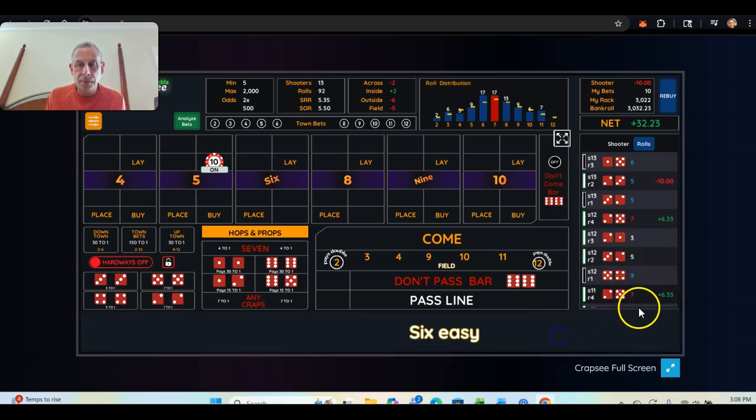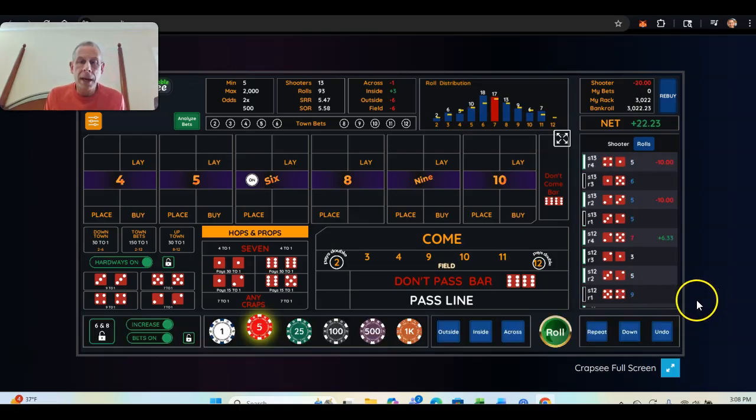6 easy. Fever 5. Okay, so now we got knocked off twice. So here's what I would say to you. Here's the way I look at it. If you want to be aggressive, which it's not even being aggressive. You got knocked off twice. So you can ladder up if you want. Now, let me show you the options.